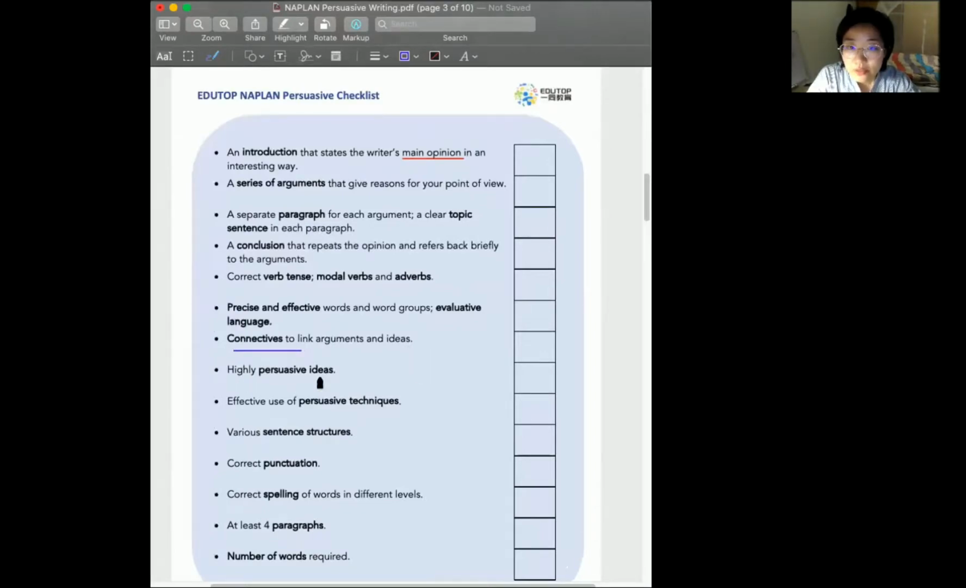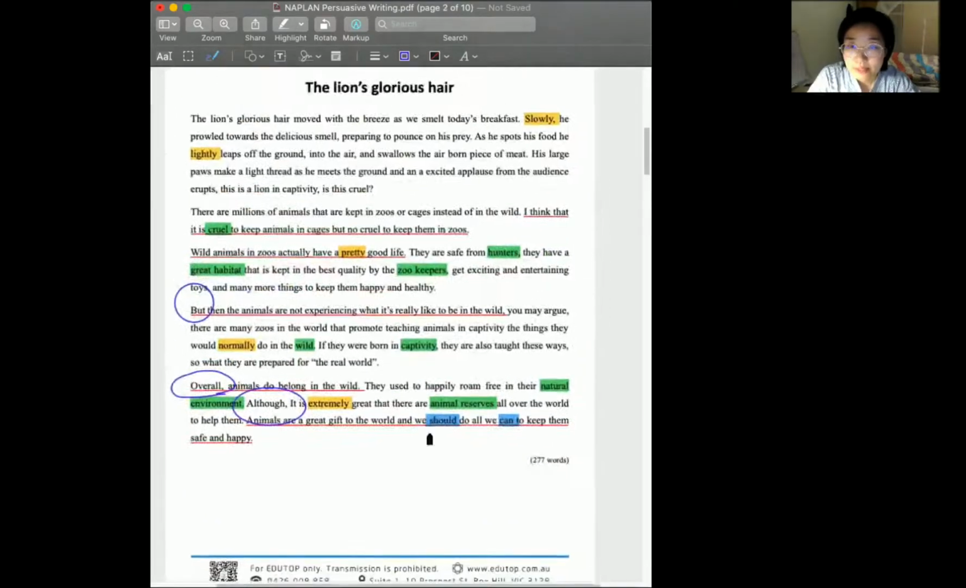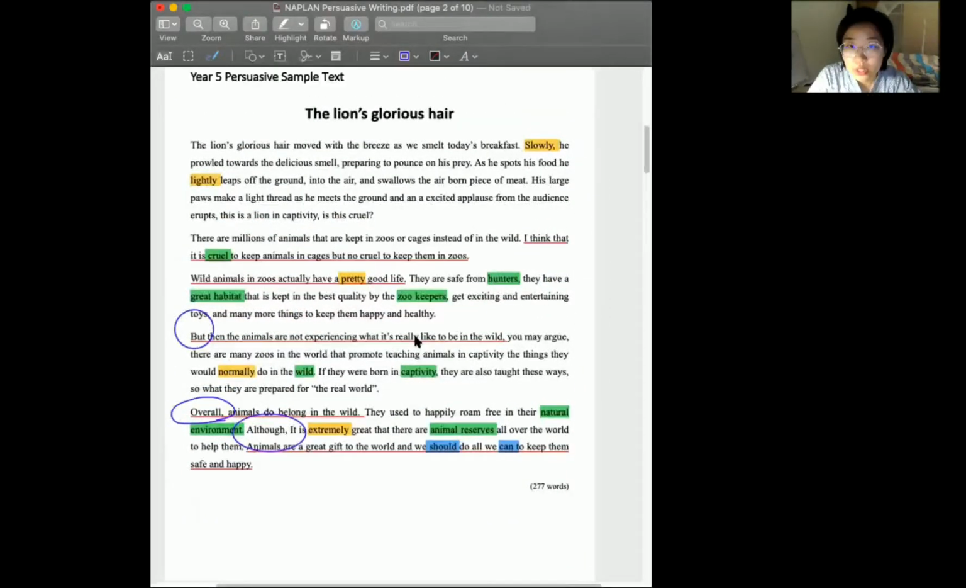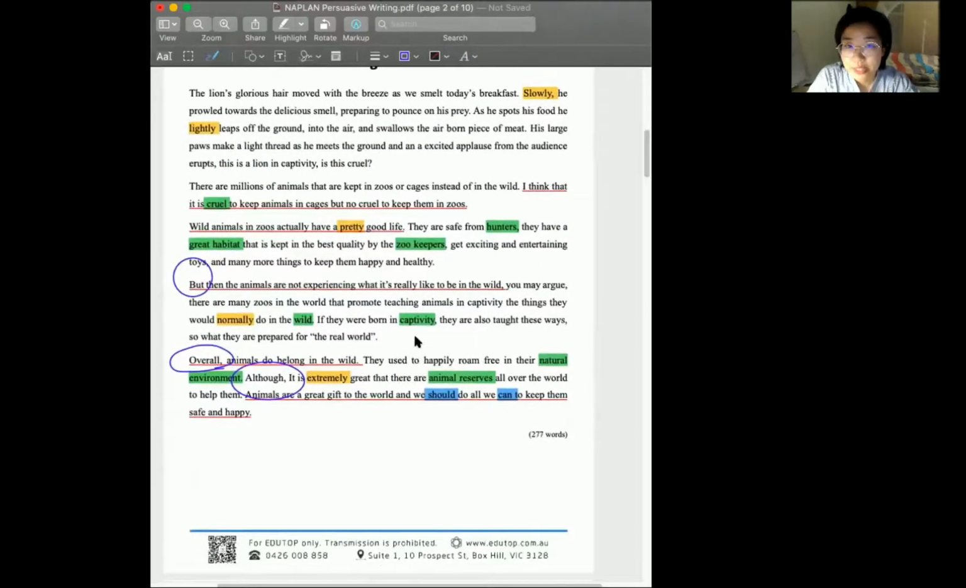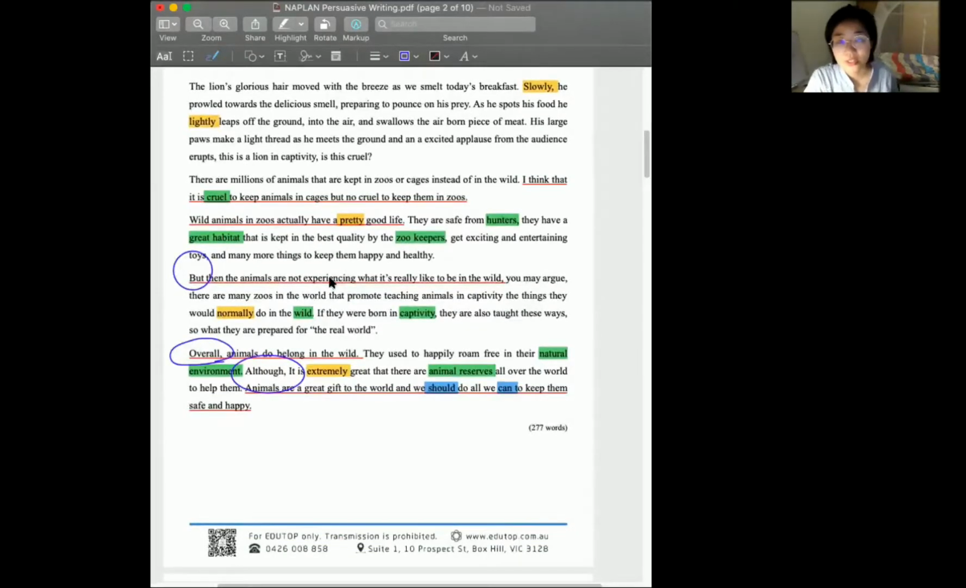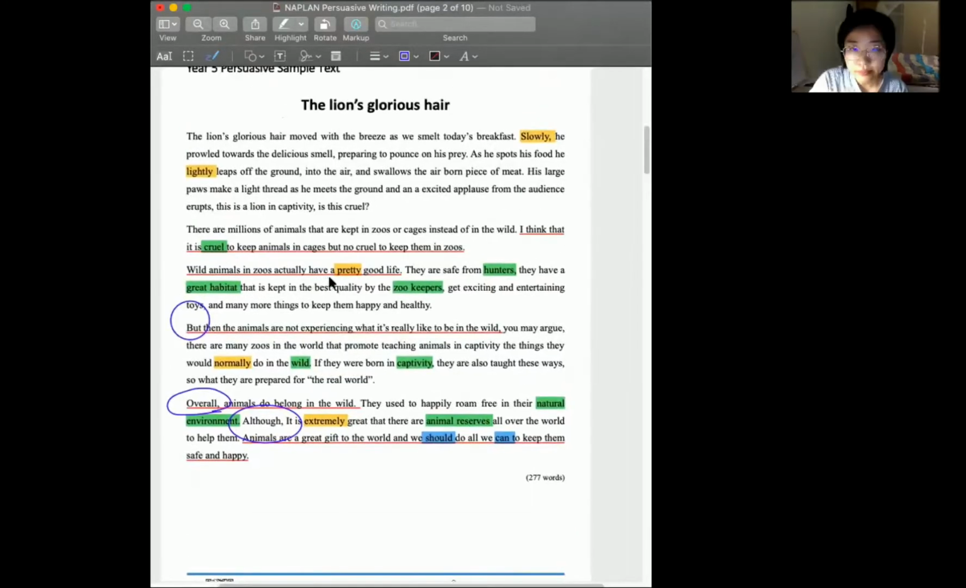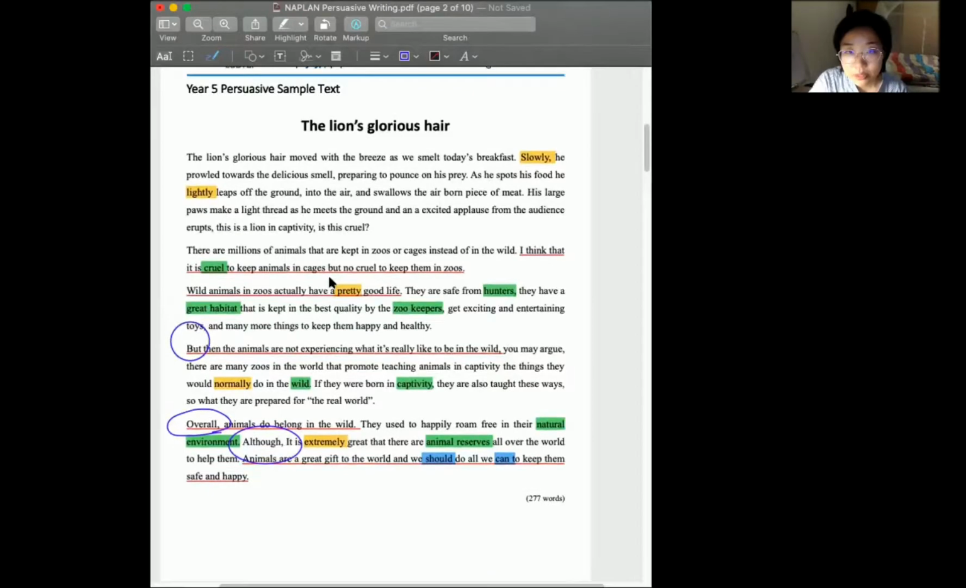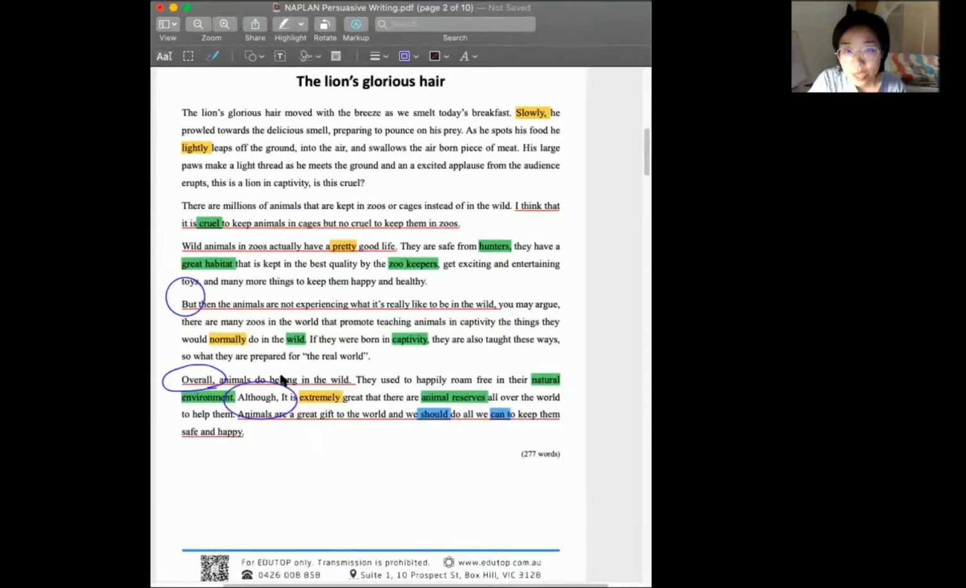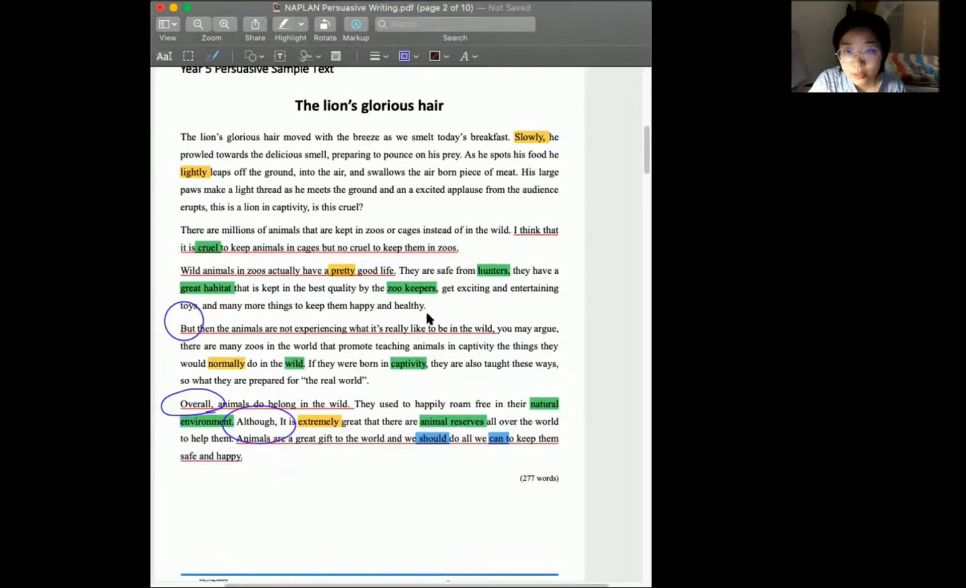Highly persuasive ideas. Then we will need to analyze the ideas in the paragraph. Is it highly persuasive? Let's look at different arguments. So we have two arguments here, right? This is one and this is another one. Do you think this idea is persuasive?